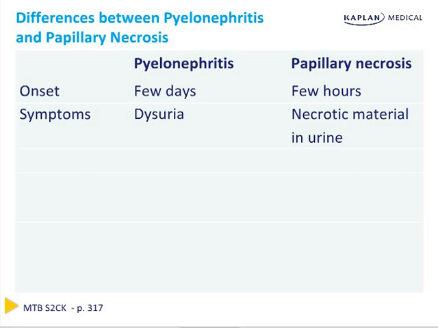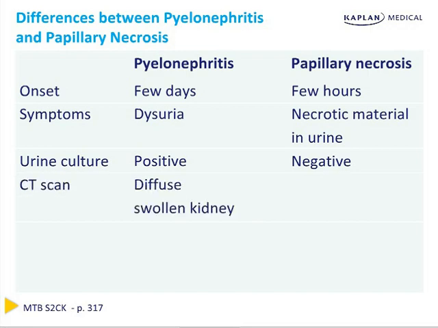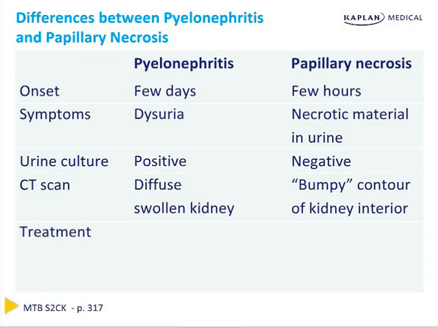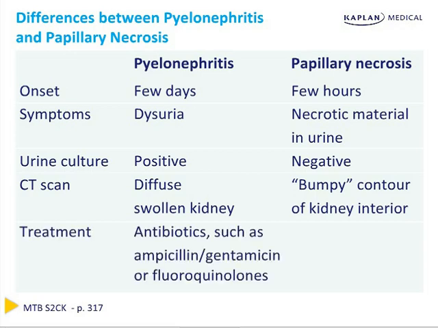But patients with pyelo will often complain of dysuria, whereas patients with papillary necrosis may mention seeing necrotic material passing through their urine. Now, if you do a urine culture, a patient with pyelonephritis will have a positive urine culture. You'll see bacteria growing in the urine specimen. But patients with papillary necrosis will have sterile urine because the problem is not infectious. On CT scan, if pyelo is the diagnosis, you'll see a diffusely swollen kidney, sometimes with an accompanying perinephric abscess. But in papillary necrosis, you'll see the bumpy contour of the kidney's interior where the papilla has detached.